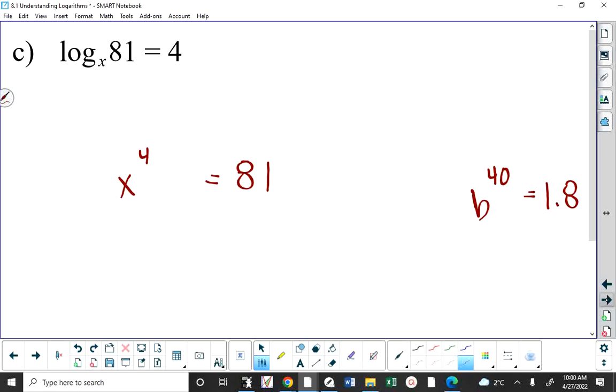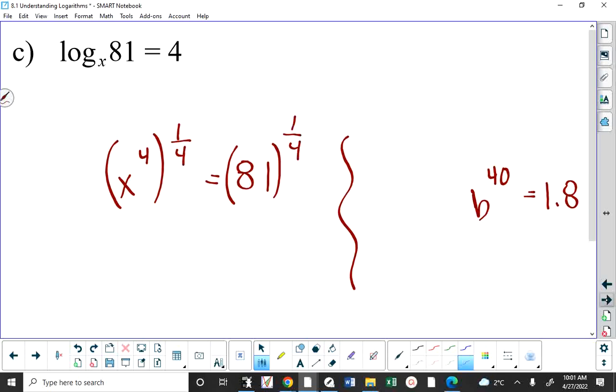So did anybody get 3 on the left-hand equation by actually algebraically doing something? Yes? What'd you do? I raised 81 by 1/4. Excellent. And that's what I would like everybody to do. There's another thing you could do, but I'm glad you said this. I'm going to raise both sides of this equation to a quarter. Because now on the left I have x to the 4 to the quarter, and when I multiply those two exponents, I get x to the 1. So it's 81 to the quarter.